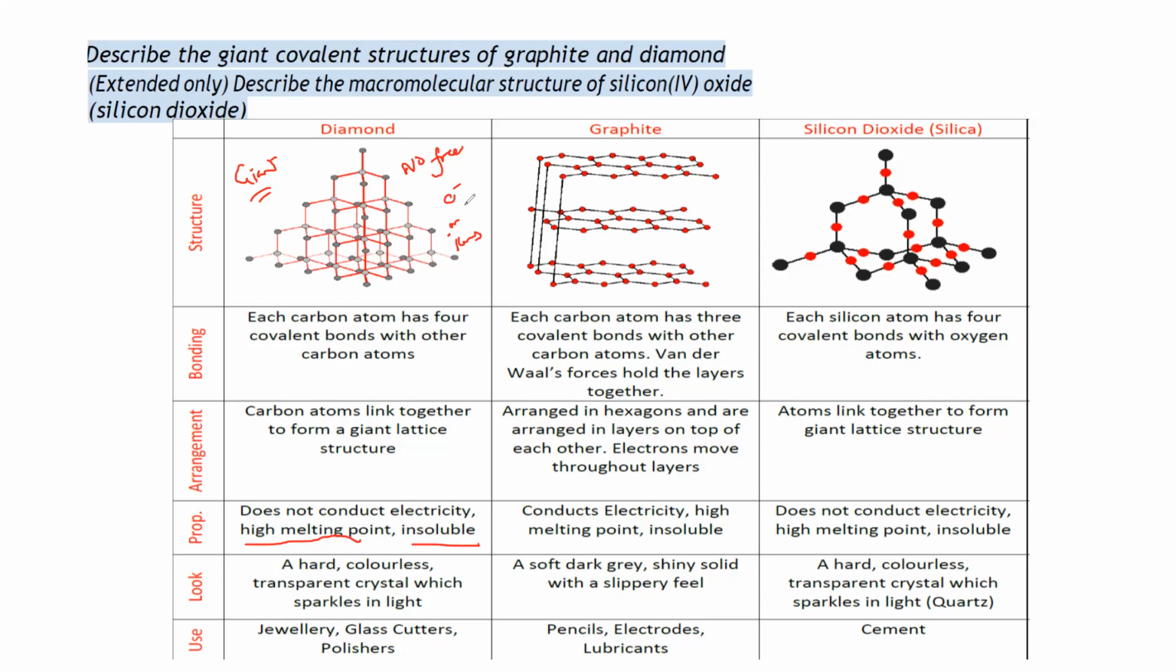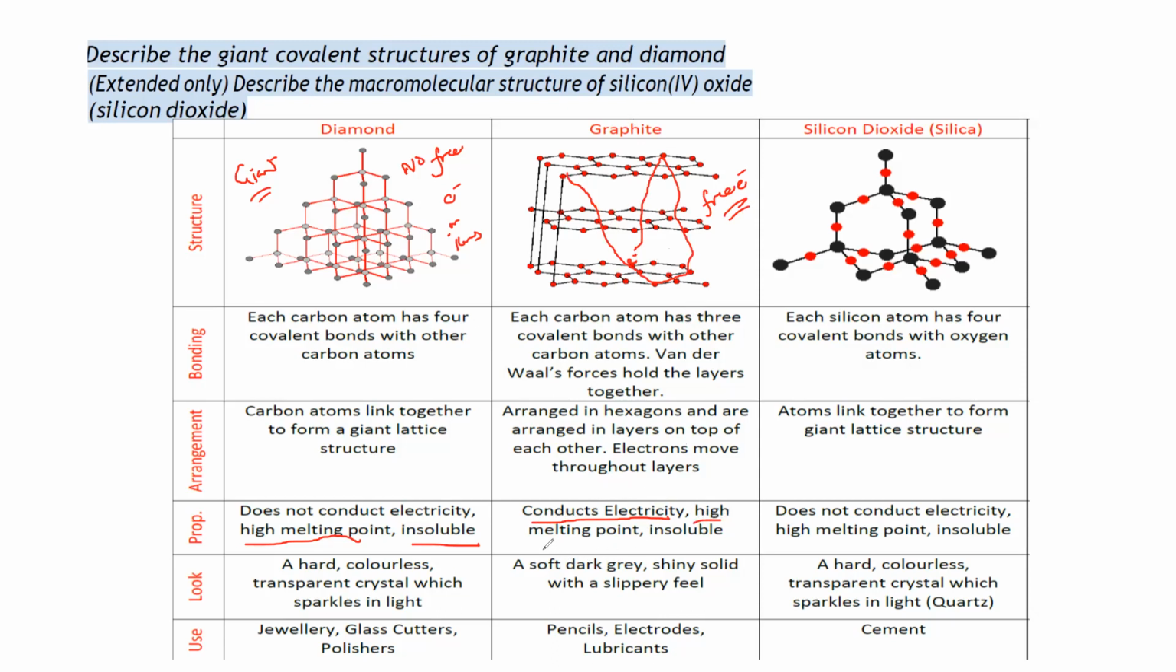When we check the properties of graphite, it can conduct electricity. So why can graphite conduct electricity? As you can see, this carbon is forming 3 bonds, 1, 2 and 3. So there is one electron available and this electron can move from one layer to another. So this electron is free to move. There is a free electron in the structure. That's why it can conduct electricity.